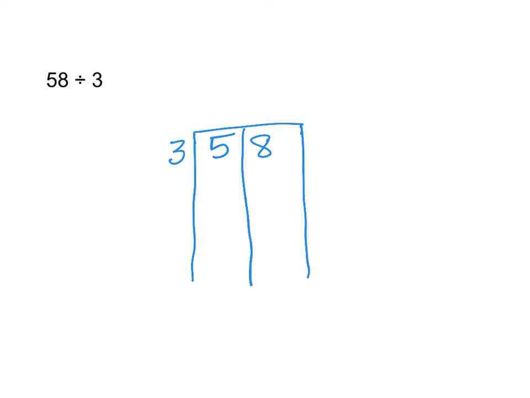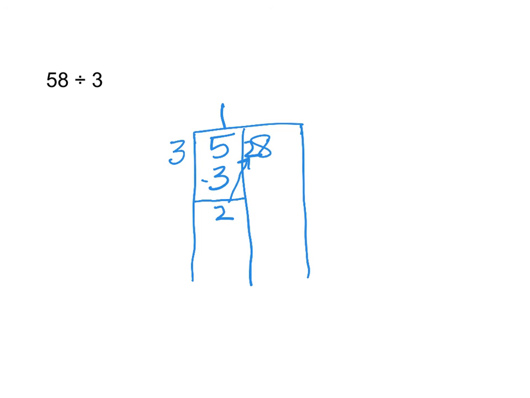How many times does 3 go into 5? Well, how many 3's in 5? There's only 1. So far, still the same. 1 times 3 is 3. This is still the same. And when we subtract, we are left with 2. Now, rather than bringing the 8 down, I'm going to take my 2 up there, and I'm going to put it in front of the 8.